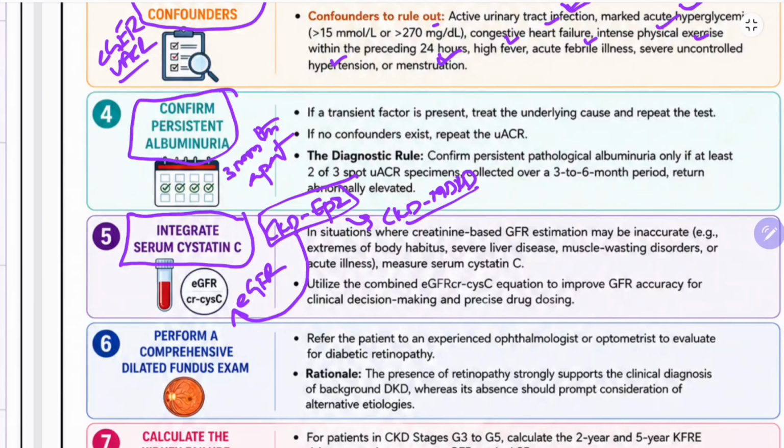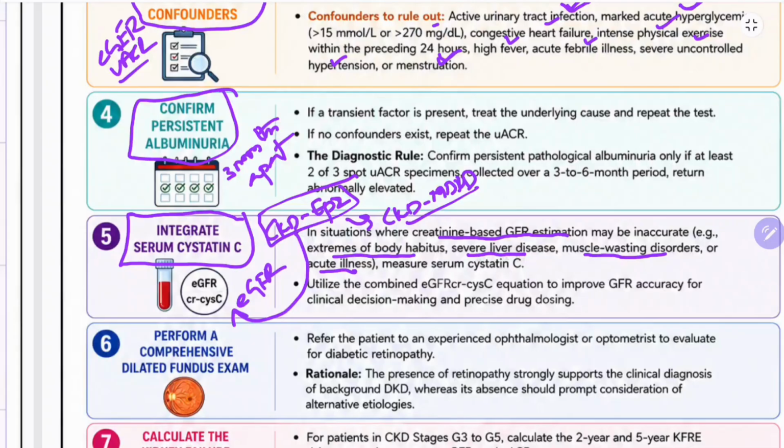Okay, so where should we integrate this serum cystatin C? Where the creatinine based GFR estimation may be inaccurate, like if the patient is at the extremes of body habitus, too obese or too thin, severe liver disease, muscle wasting disorders, or acute illness. So in these conditions, what will be there? Either the creatinine will be very low, or the creatinine will be very much raised, because there is no muscle mass, or the liver is not clearing creatinine, or there is muscle wasting disorder, or fever, because of rigors, there will be increased creatinine levels.